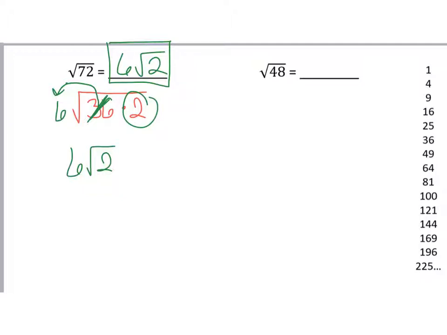All right, the next one, square root of 48. So again, I want the biggest number from my list over here. 24 and 2, neither one of those numbers are in my list. 16 times what? 16 times 3.